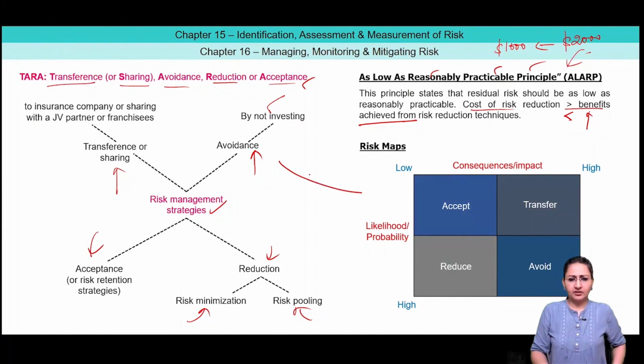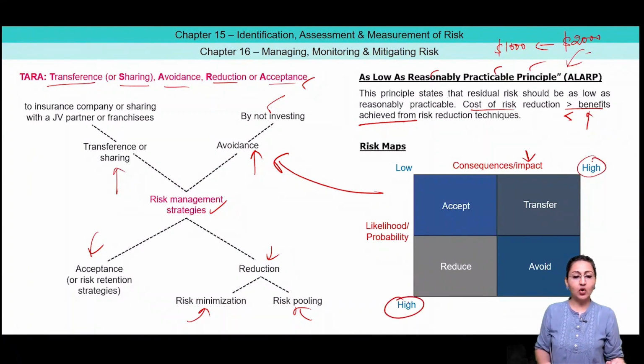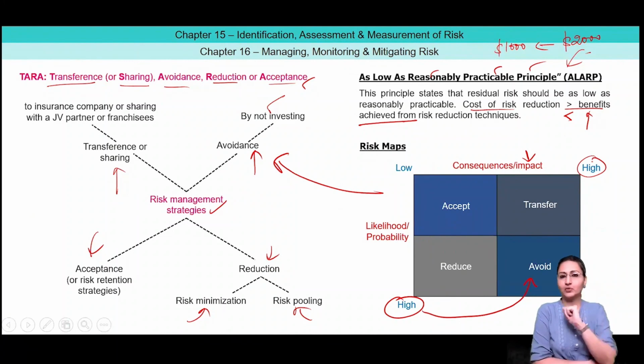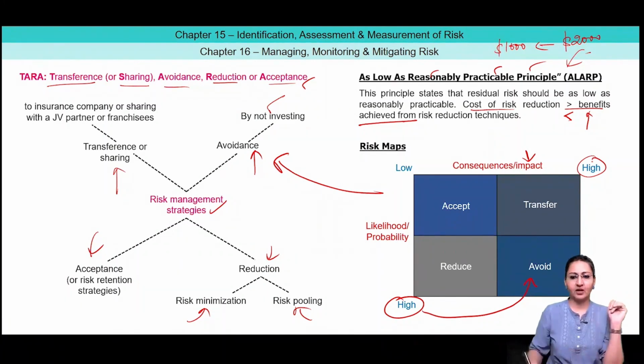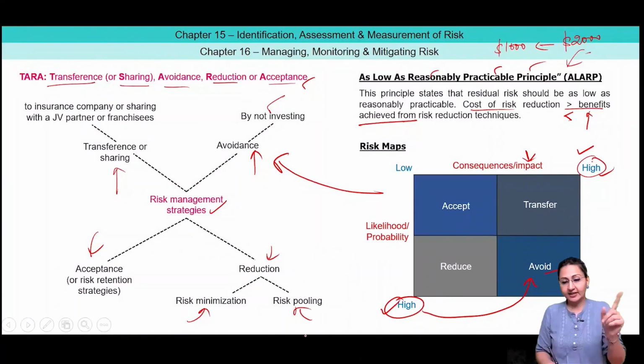We are talking about this somewhere, something like Tara and Sara here. If the impact of a risk is very high and the chance of this risk arising is also very high, avoid such a proposition. Let's suppose we are talking about a project. The impact of loss from the project is very high. High loss can arise and there are high chances that the project will bring high losses. What will you do with the project? Avoid it.